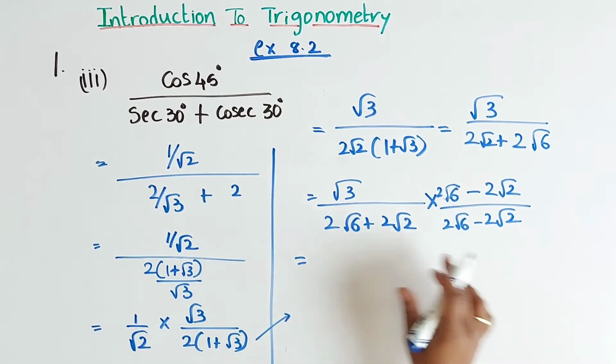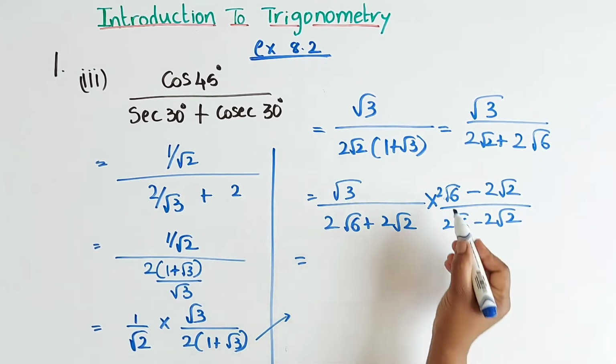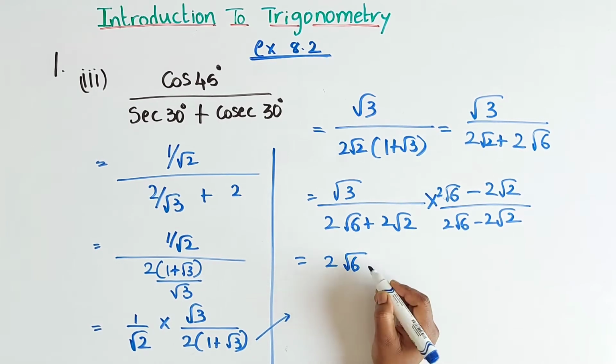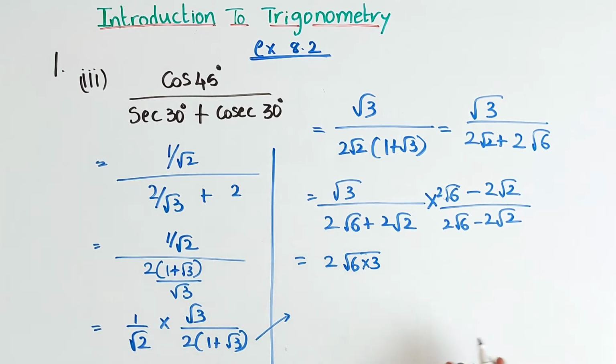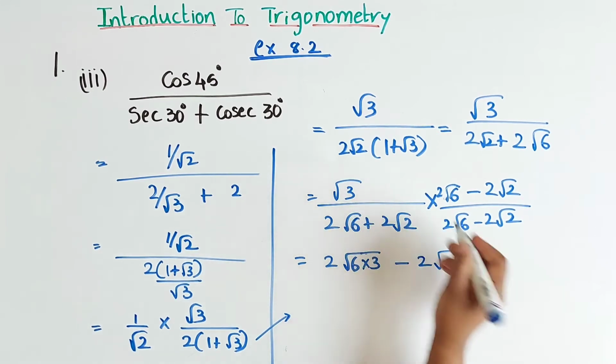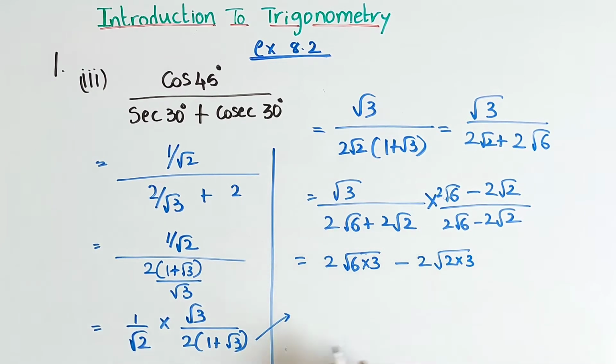Now this one will be root 3 into 2 root 6, that equals 2 into root 6 and root 3. That is, I am writing like this. After that we can simplify. Minus 2 into root of 2 into 3. Correct. Let it be here.